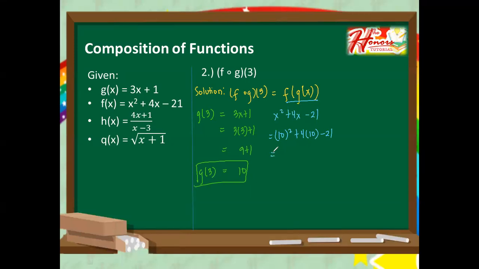10 squared, that's 10 times 10, not 10 times 2, okay? 10 times 10 is 100. Plus 4 times 10, that's 40, minus 21. 100 plus 40, that's 140, minus 21. So let's solve 140 minus 21, that is 119. And this is the final answer, 119.